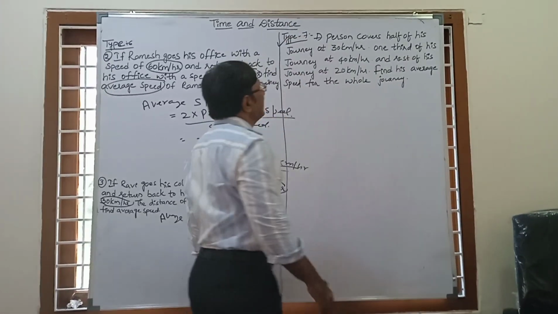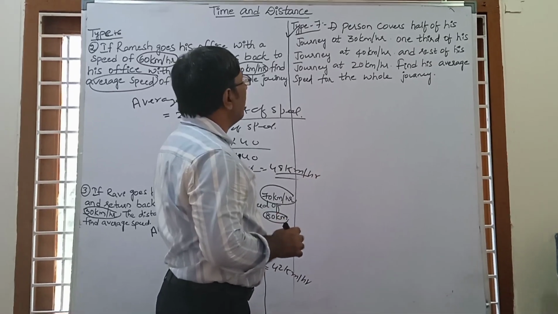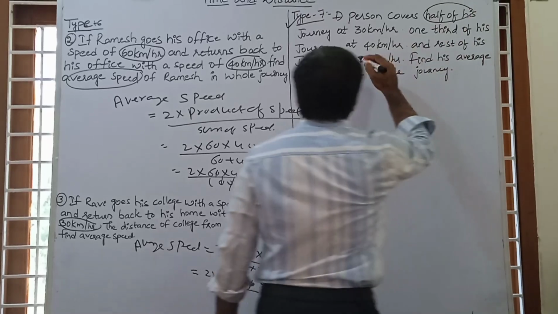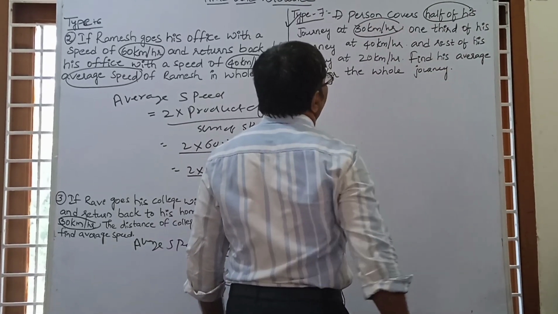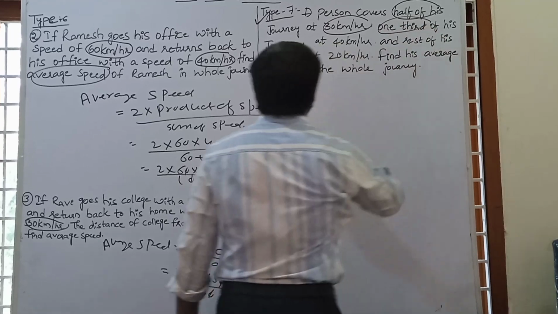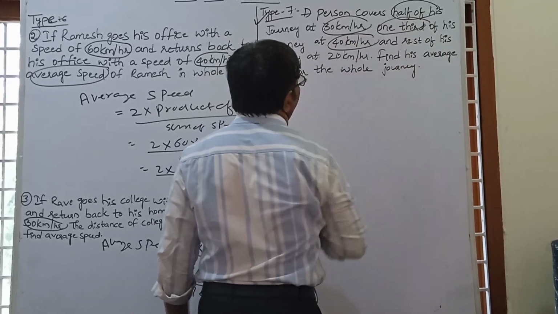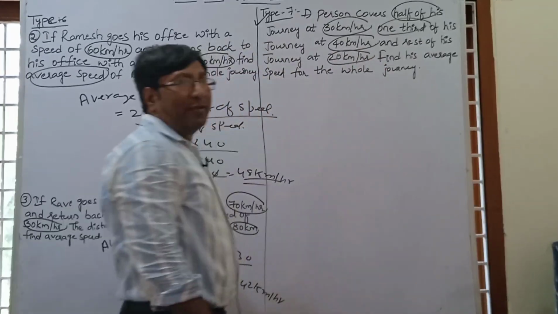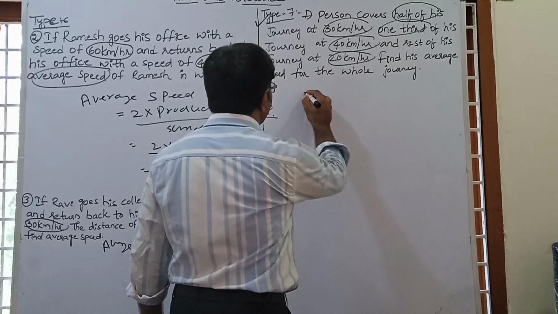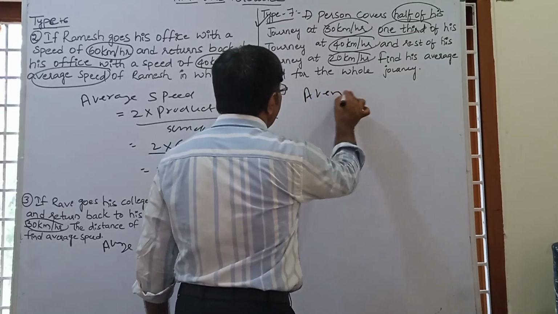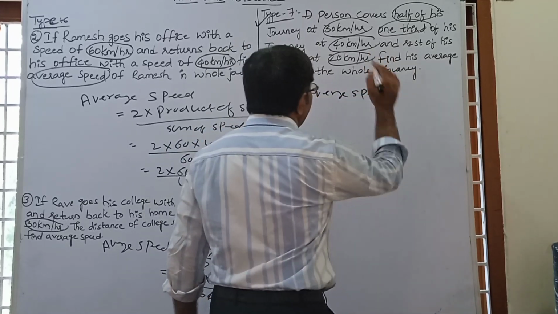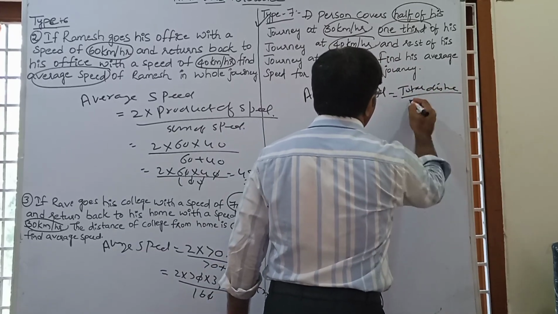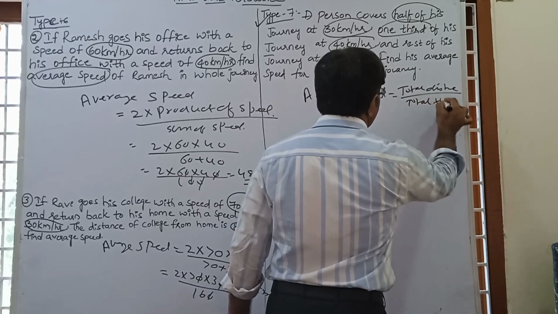A person covers half of his journey at 30 km per hour, one third of his journey at 40 km per hour, and the rest of his journey at 20 km per hour. Then find the average speed. So the question is the same, just see here. What is the formula? Average speed is equal to total distance divided by total time.